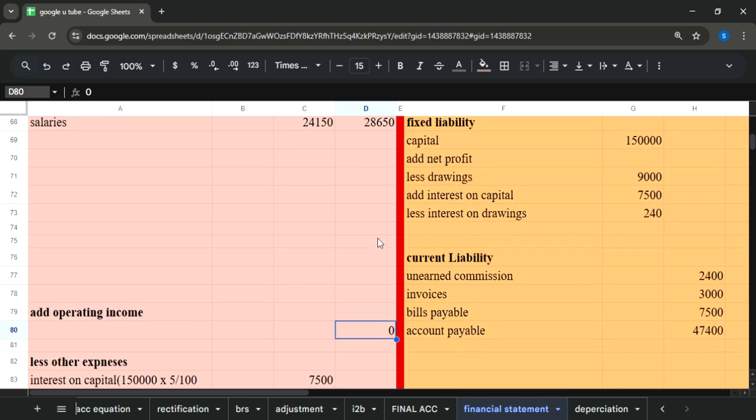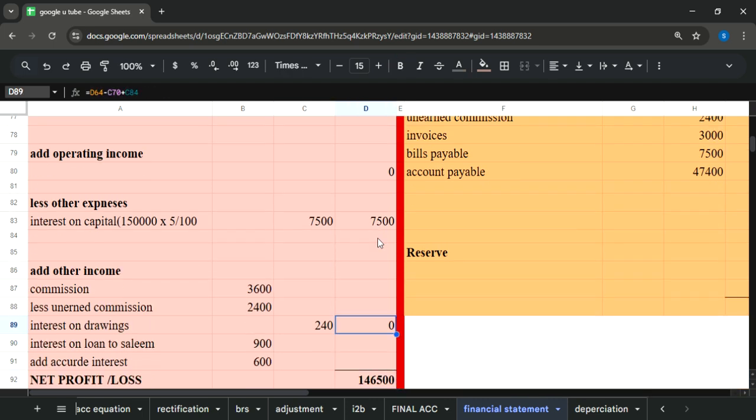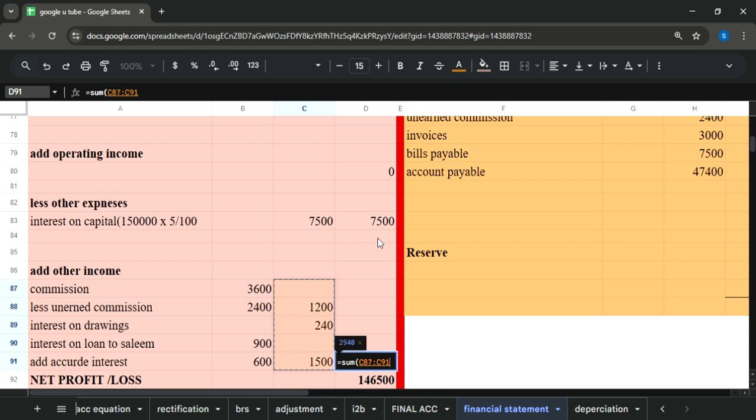There is no other operating income, so 0. Other expenses, we have 7500, and then we have other income. It needs to be calculated. First, the amount of commission, the unearned commission. Secondly, the amount of interest on SLIM loan and accrued interest. Here we will calculate the total amount of other income. Here calculations are completed.